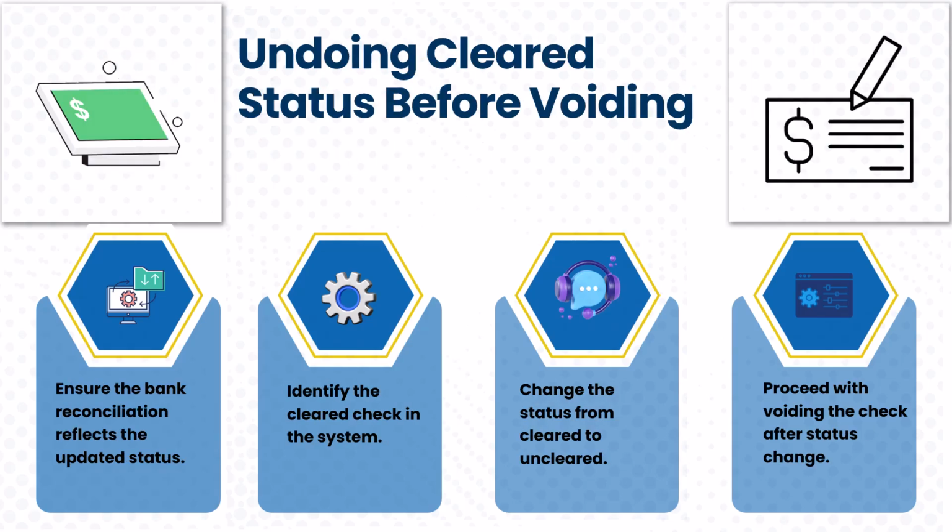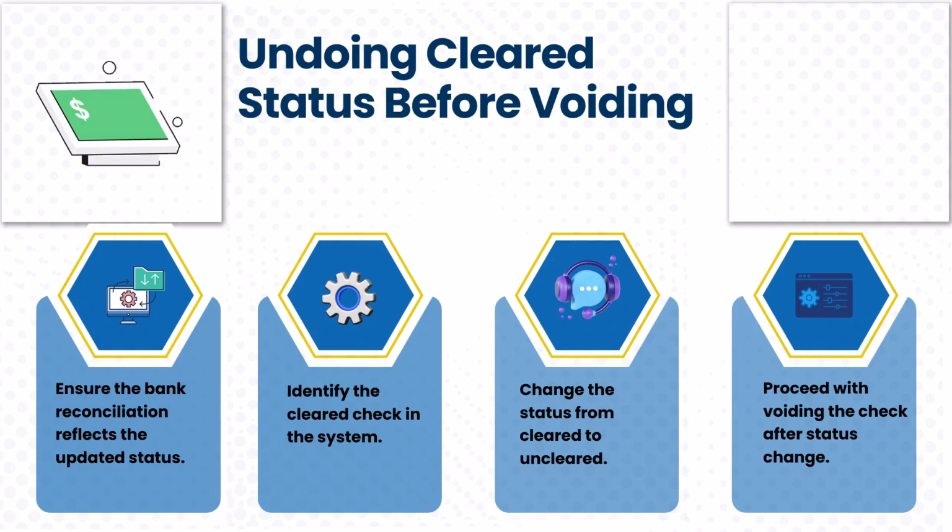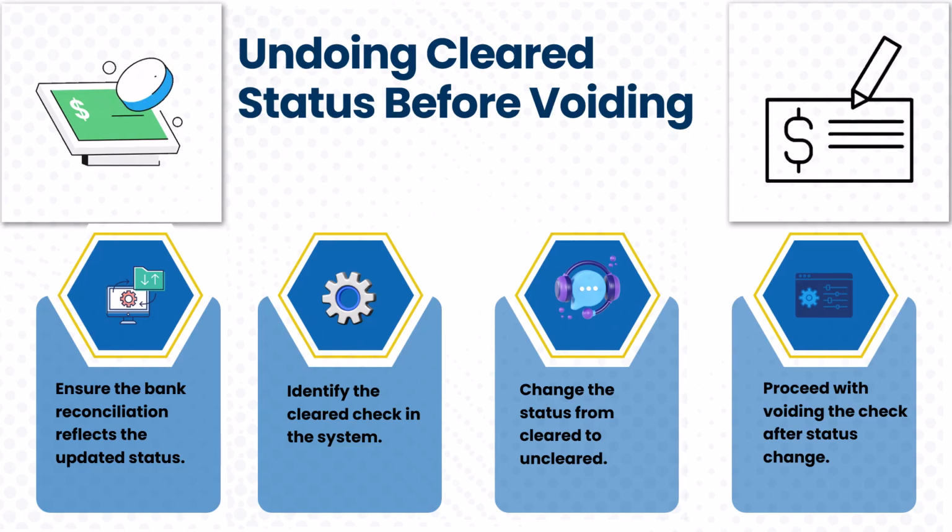If a check is cleared but needs to be voided, we have to undo its cleared status first. Think of it like hitting undo on an email you regret sending. First, we find the check, then we switch it back to uncleared. We make sure the bank reconciliation reflects this change, because accuracy is key. Finally, we void the check, and just like that, we've saved ourselves from a financial headache.